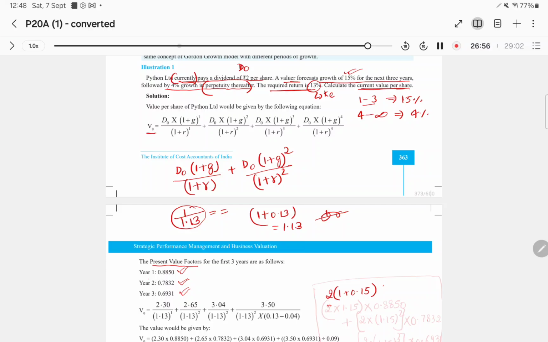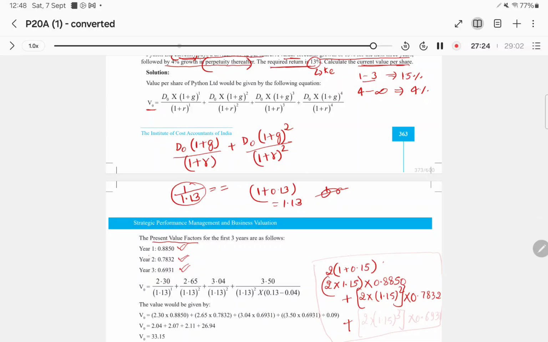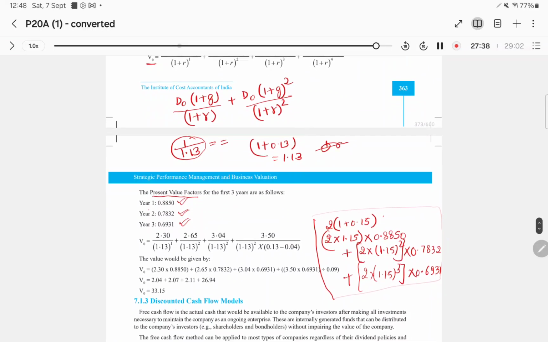Now, the value which comes, 2 into 1.15, multiply it by the first year's factor, that is 0.8850. So this is your year 1 value. Plus, for the second year, 2 into 1.15 to the power 2, find its value and multiply it by the second year's factor, that is 0.7832. For the third year the process will be the same: 2 into 1.15 to the power 3, because this is the third year, into your year 3 PV factor, which is 0.6931. So the value which comes after calculating this is the final value for the current value of the share.